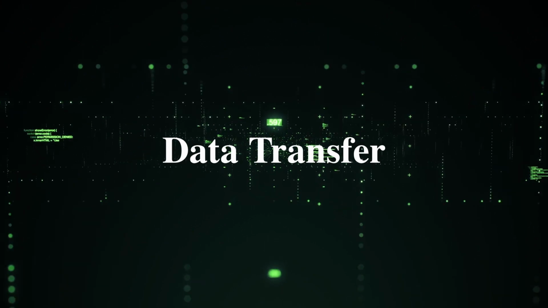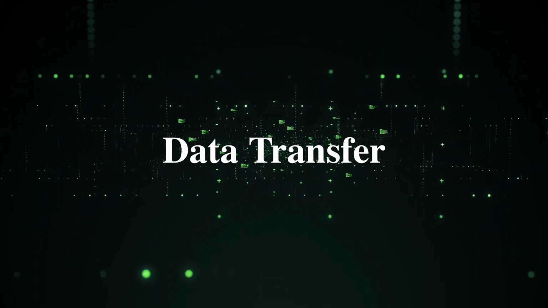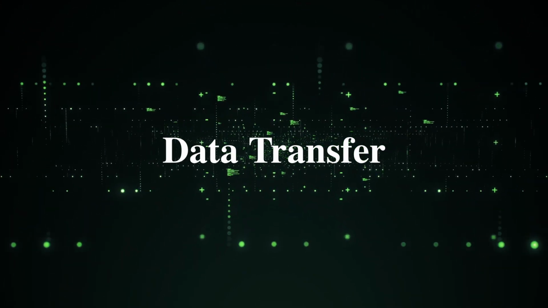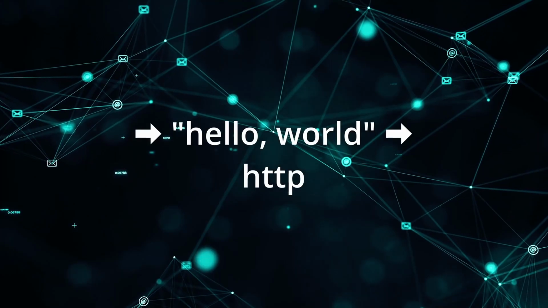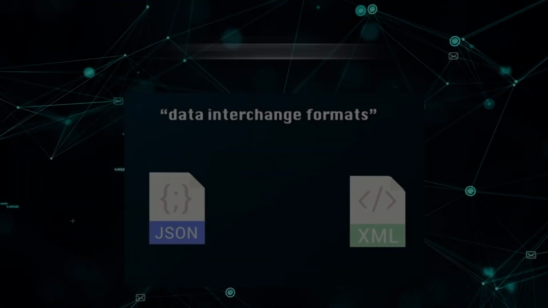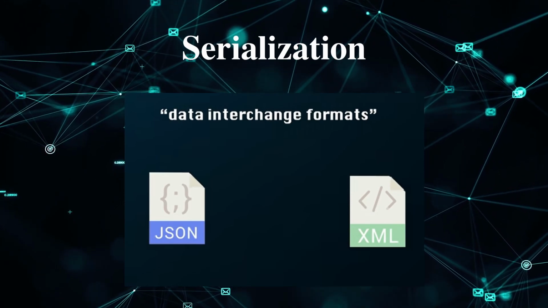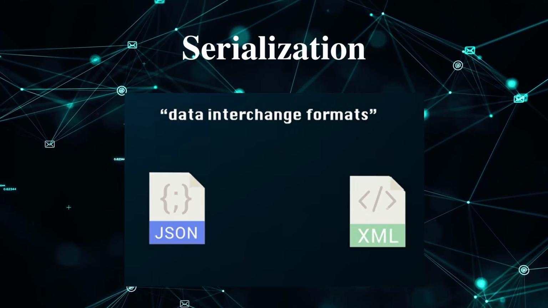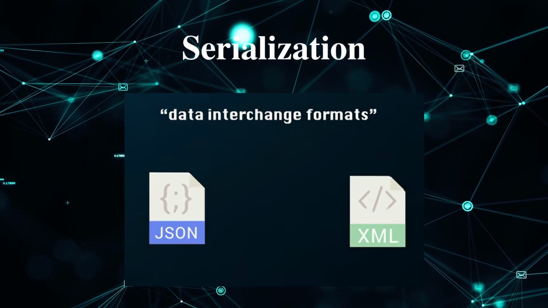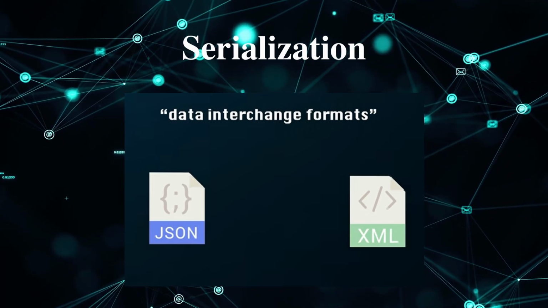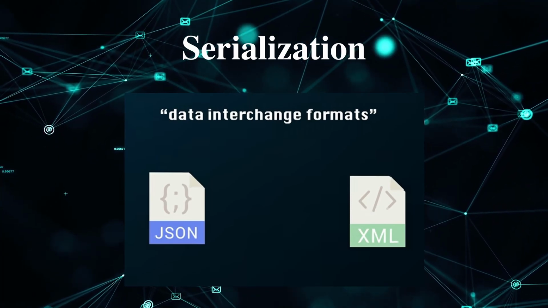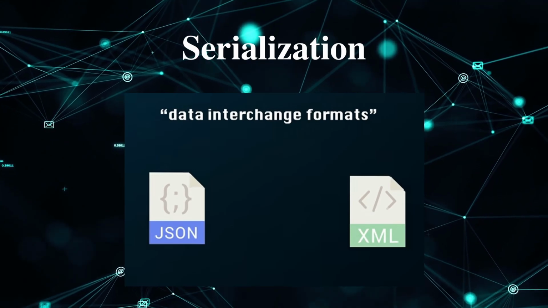Now, how is data transferred? Well, that's done most commonly by sending strings back and forth through a protocol known as HTTP. It can be read by any programming language. Two common formats are JSON and XML, and we convert data to a JSON string through a process called serialization.